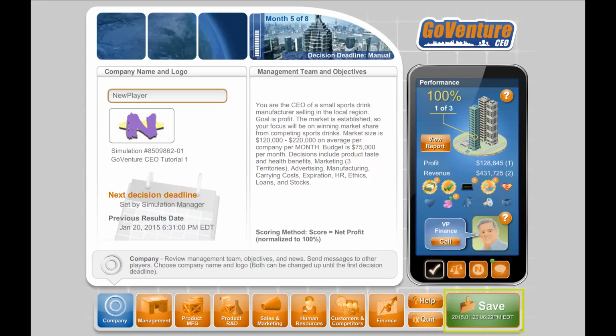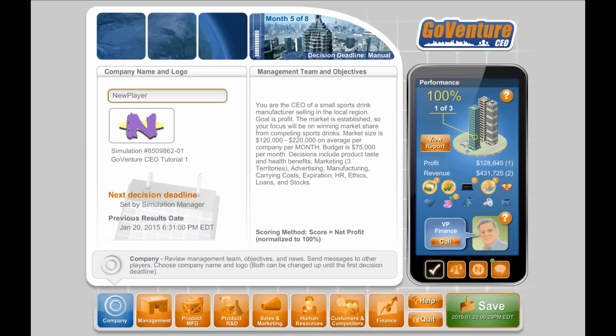If you miss this deadline, your business will still operate, but you will have missed an opportunity to update your strategy. You may also lose grade points, depending on how your instructor is grading your participation. When the decision deadline arrives, all decisions for all businesses and players competing in the same simulation competition will be processed, and the business results determined.